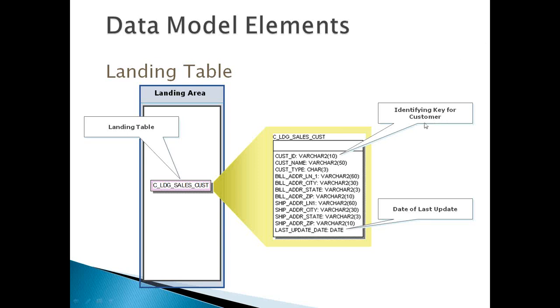So from the landing area, the next is the staging area. In the landing table we don't have any constraint as such, but when we go to the staging tables, there we have a constraint: there are two not null columns in the staging area, which are the primary key column and the last update date column. So two columns are mandatory there.